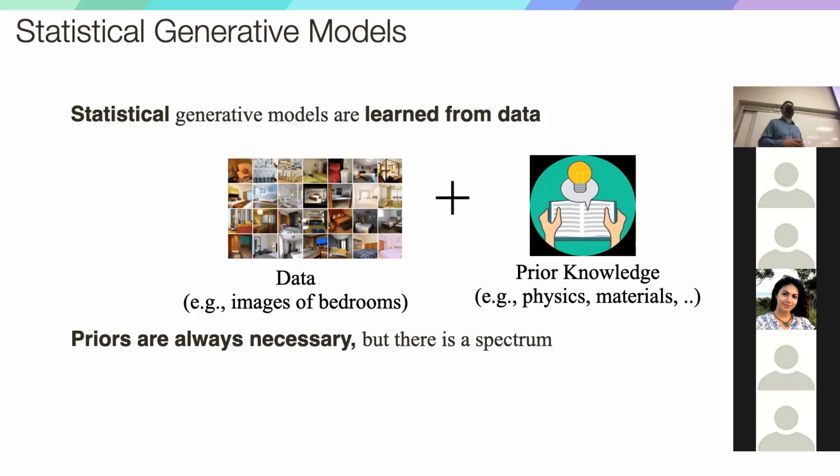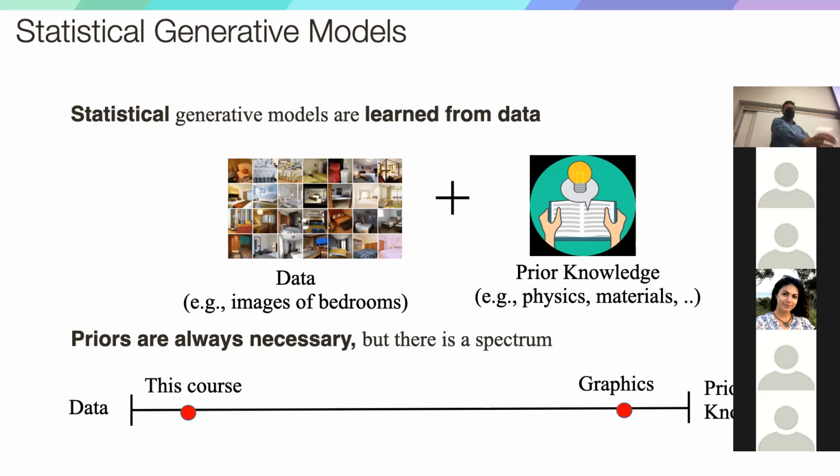Right? Sometimes it can become more important, and in other cases less important, but generally you need some sort of prior knowledge. But if you want to again distinguish this course from a computer graphics course, you can think of different generative models being on an axis that require different amounts of prior knowledge. So for example, computer graphics would need a lot of prior knowledge about physics and geometry and light conditions and so on. So it's very far on the right-hand side, whereas in this course, we are very much on the data side. So we assume very little knowledge, and most of what we learn is going to be fully data-driven.